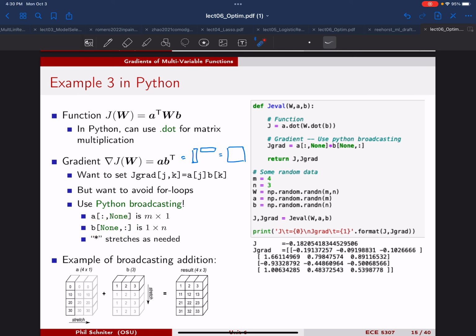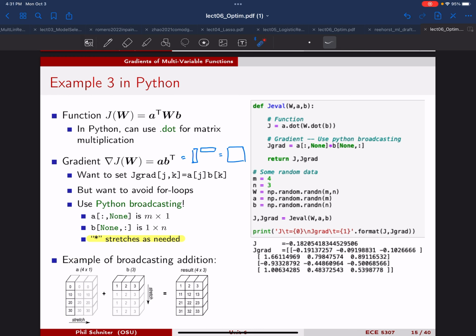Okay, so these are examples of Python broadcasting, and this is what we're going to use. So we have column A, row B, and then we can just do this multiplication with the star operator. The star operator stretches the quantities as needed. So it knows that it can take this guy here and multiply by this guy here. Here's an example where instead of the multiplication, we do this with addition.